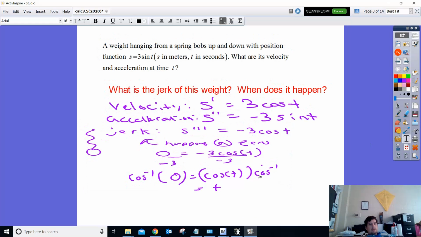So Milbrath did something wrong. It's pi over 2 or 3 pi over 2. If you're watching along, that's not what the graph suggests.